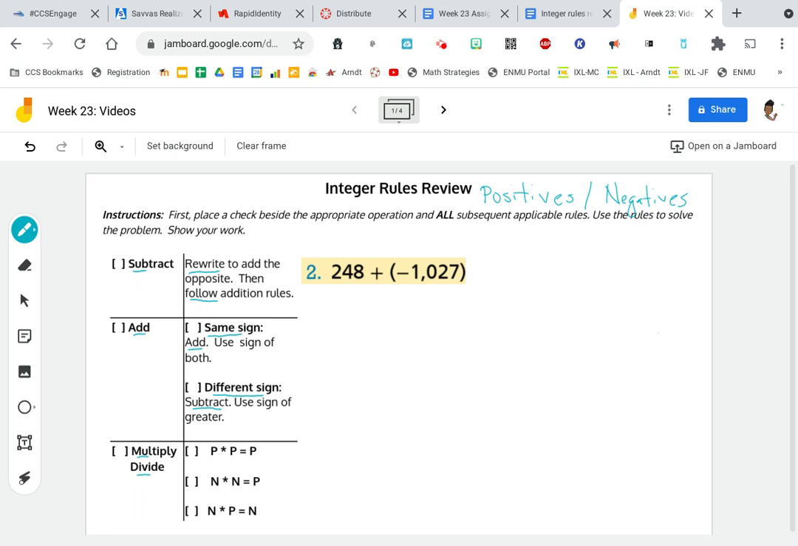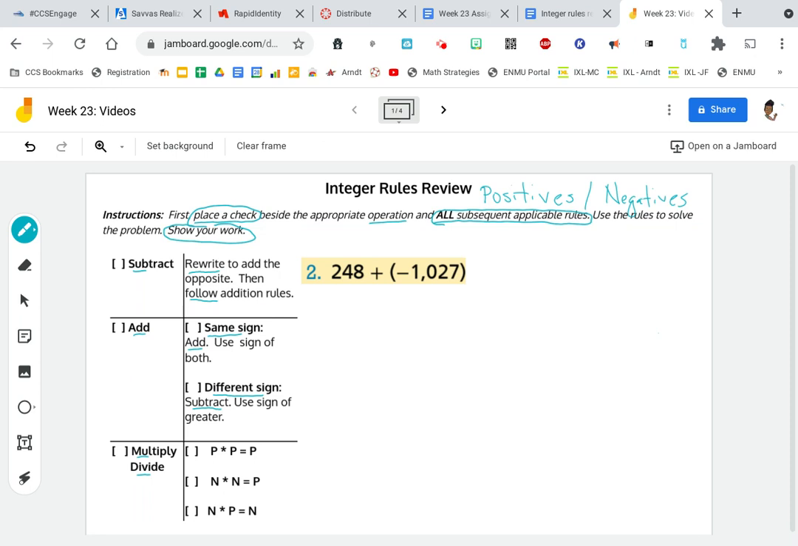To help us out as we are solving these problems, first you are going to place a check beside all the appropriate operations and the subsequent rules. If you do not have your checks, or if they are not in the right place, then I will count this incorrect. It's important that we know the rules and then that we apply them. Next, you have to solve the problem and show your work.